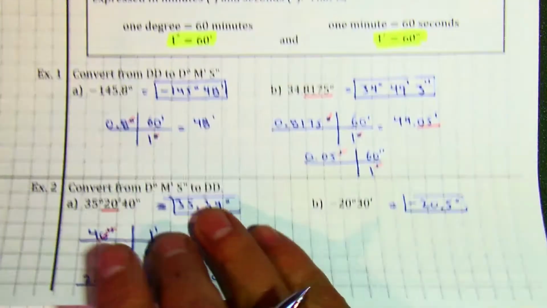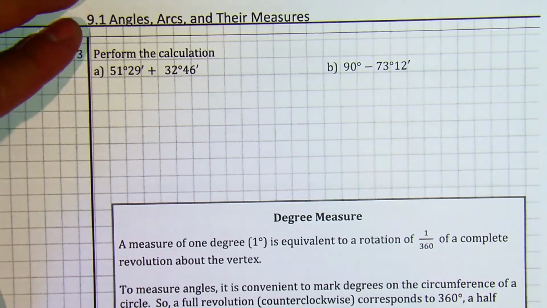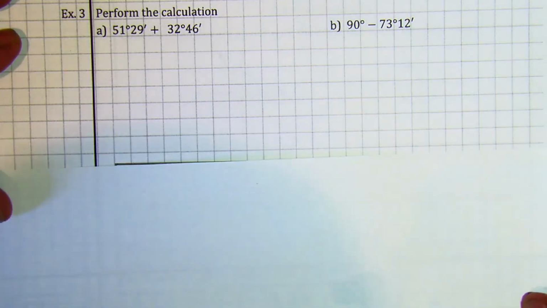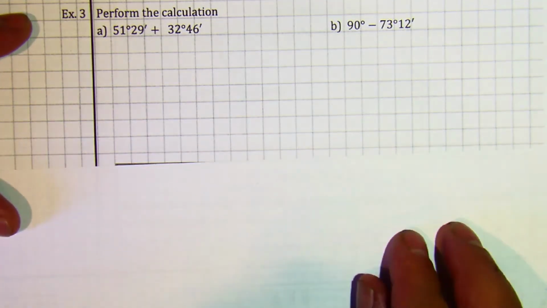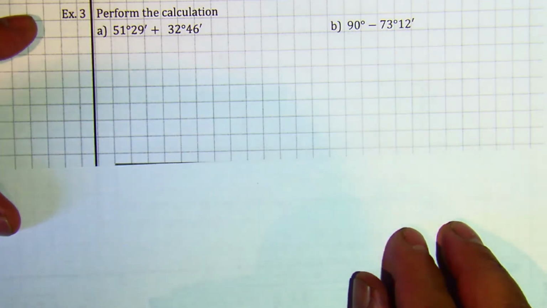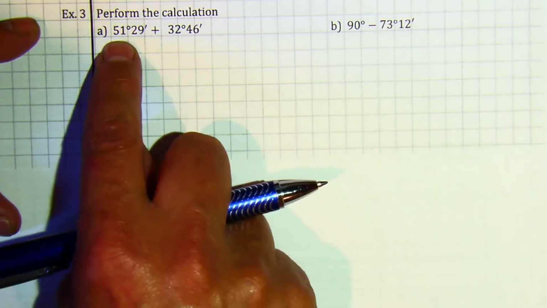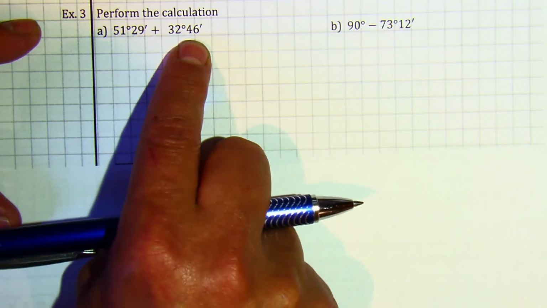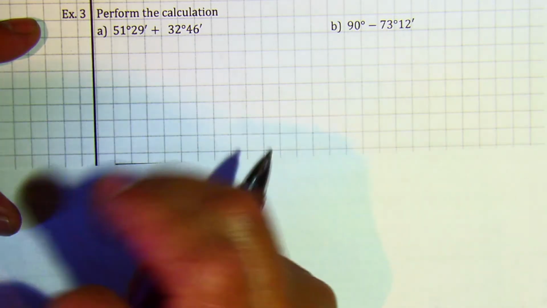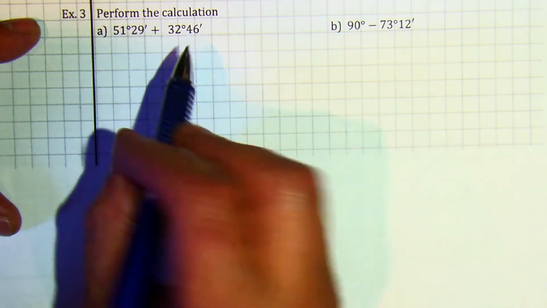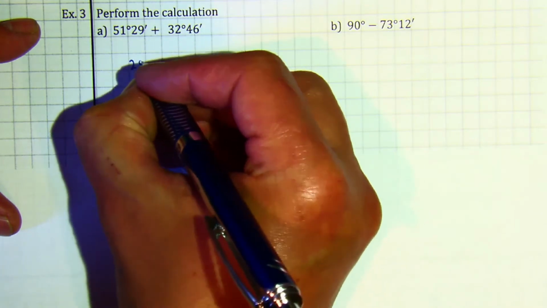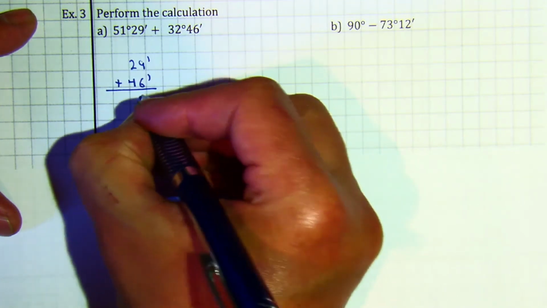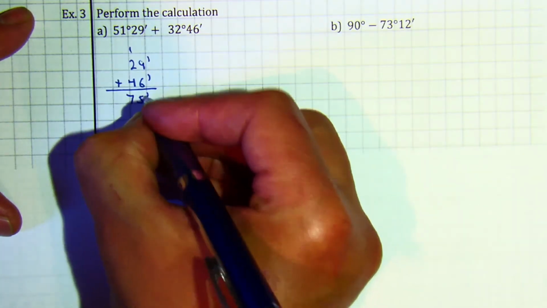Example number 3. I'm going to take the time to copy it down, and then we'll work it out together. Go and pause it. I need to perform the following calculation. We have 51 degrees and 29 minutes plus 32 degrees and 46 minutes. One thing you have to be careful about is that we want to add the minutes first. So we have 29 minutes plus 46 minutes. That gives me 5, carry 1, and that gives me 75 minutes.